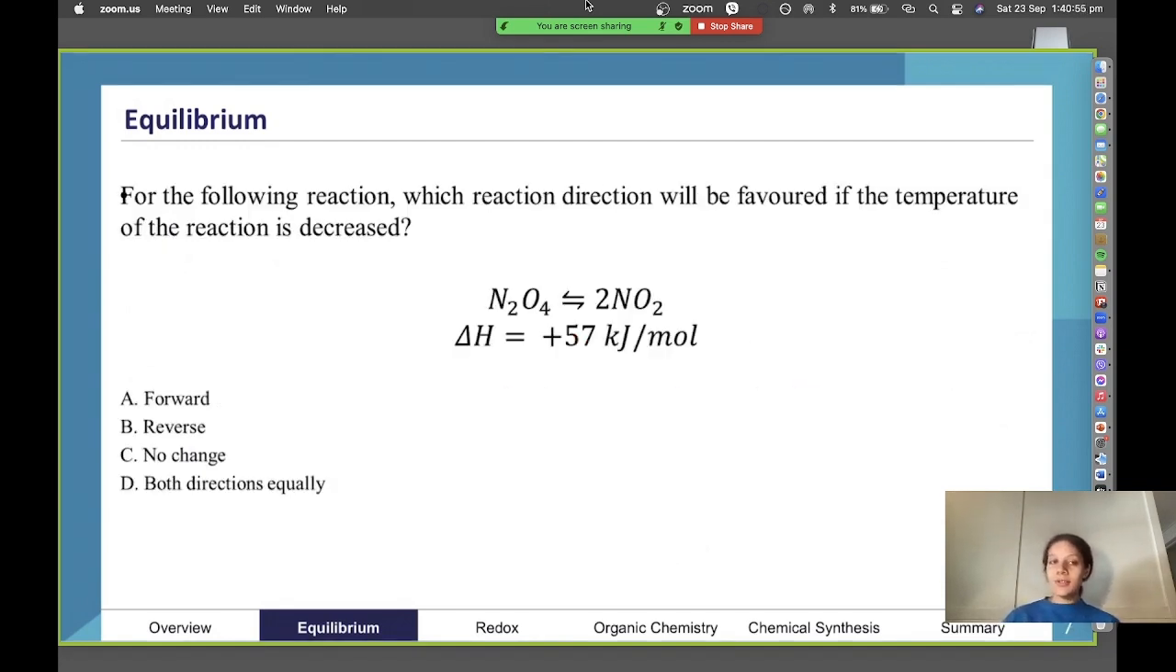Okay. So the next question: for the following reaction, which reaction direction will be favored if the temperature of the reaction is decreased? All right, so I also invite you guys to have a go at these questions. If you want, you can pause, if you're watching the recording back. I'll give you maybe a minute or so to have a think about the question, and then we'll go through it together. So think about the key parts of what the question is actually asking, and then again, see if you can maybe use a little bit of process of elimination in trying to figure out the correct answer option.